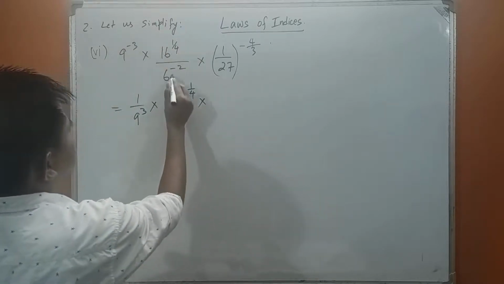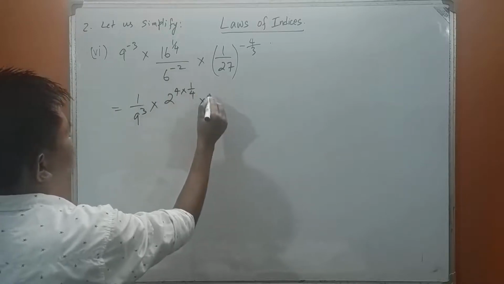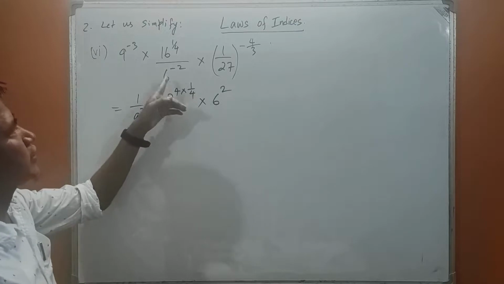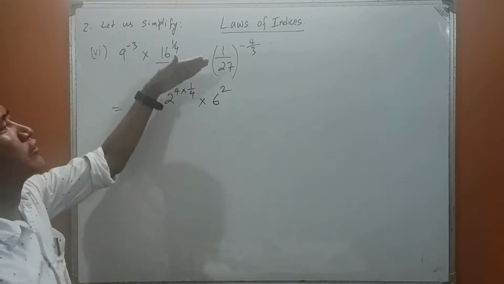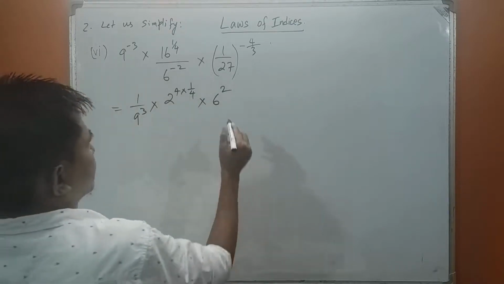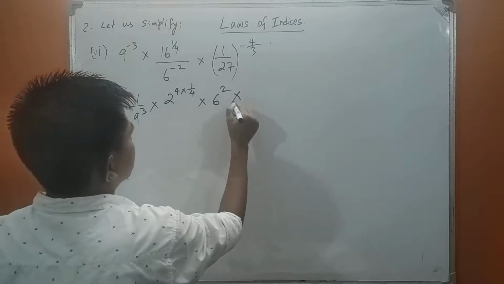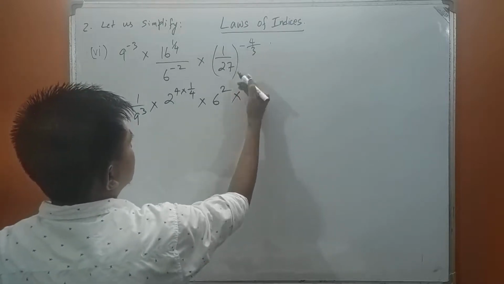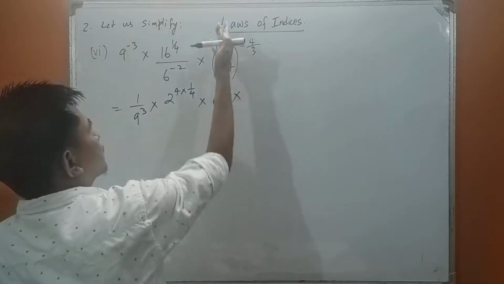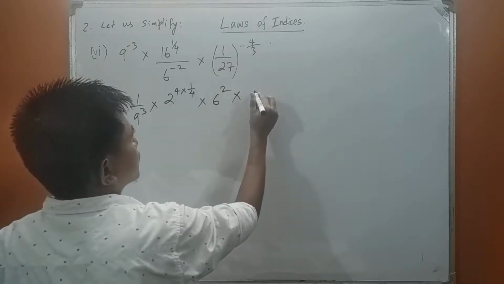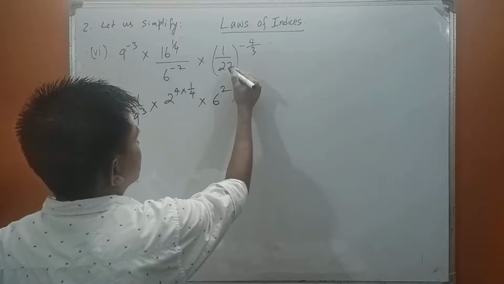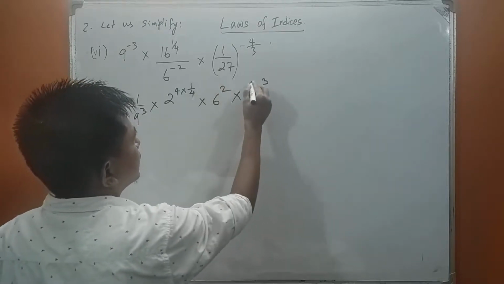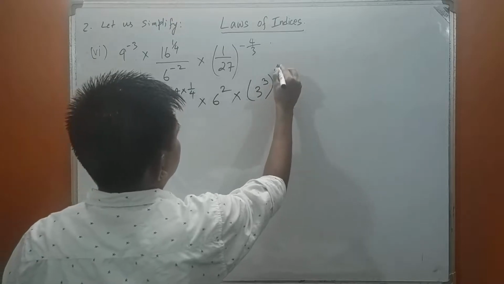Into 6 minus 6 whole to the power minus 2 means 6 square. 6 was in the denominator and the power was minus 2. You take it to the numerator, the power changes to plus 2. So this is into, so 27 is in the denominator and the power is minus 4 upon 3. So you take 27 to the numerator, the power changes to plus 4 upon 3. And 27 means 3 cubed, isn't it? 27 means 3 cubed. So this is 4 upon 3.